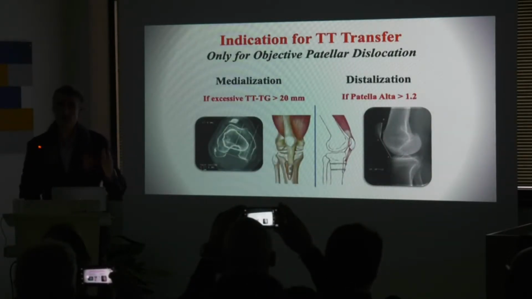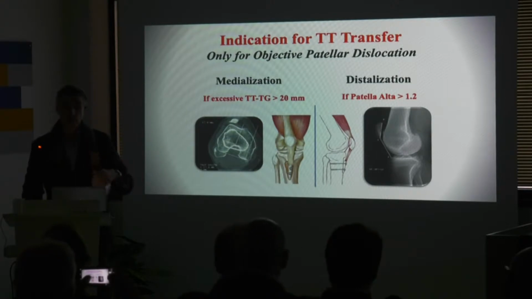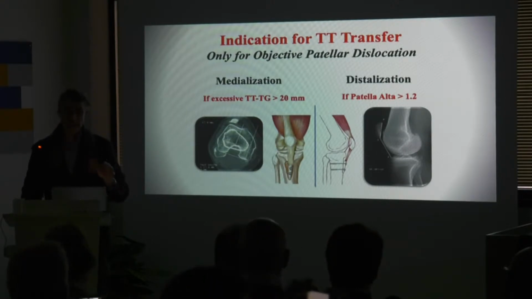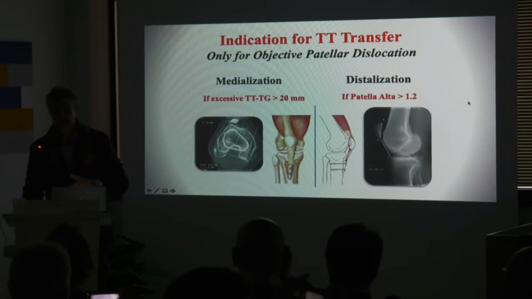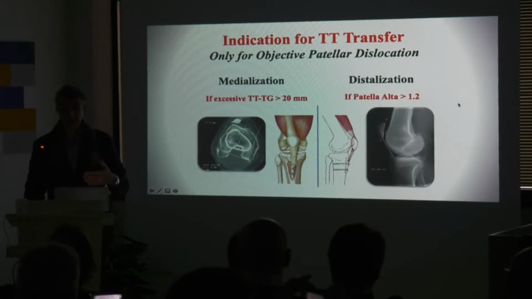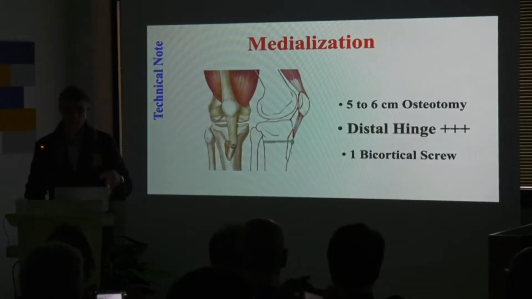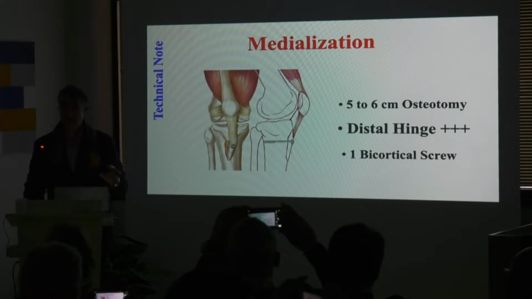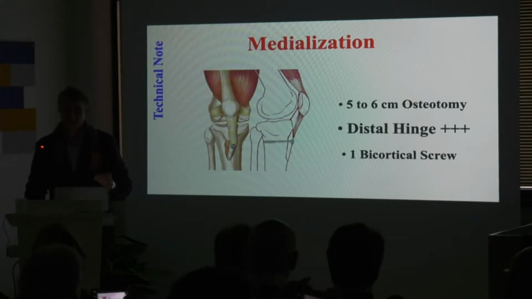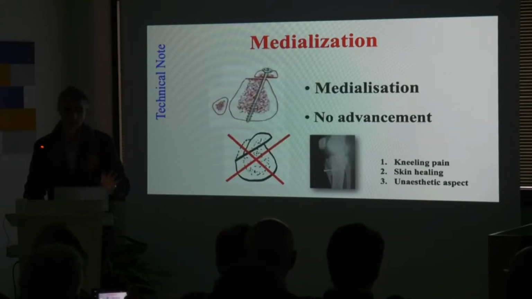So indication for TT transfer would be only for objective patellar instability, dislocation, medialization if you have an excessive TTTG, distalization if you have patella alta. And you will be able to mix both of them for sure. So you have seen that for the medialization, it's a 5 to 6 centimeter osteotomy. You can use a distal hinge if you do only medialization and use only one screw.